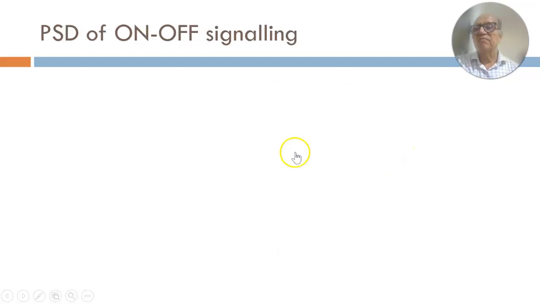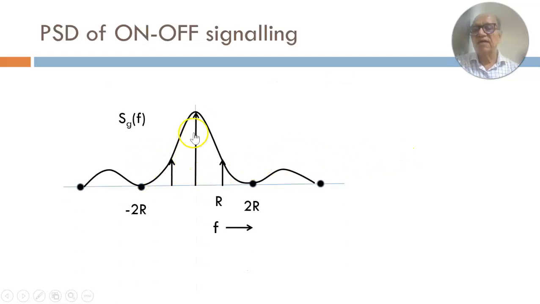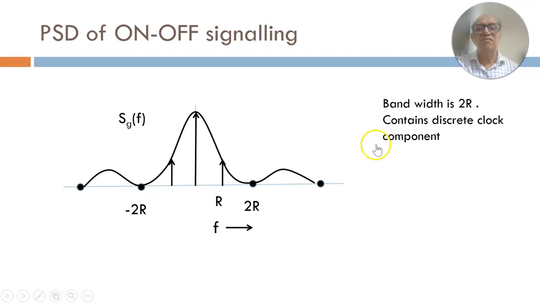So therefore the PSD of the on-off signaling will look something like this, similar to the polar signal. So bandwidth is still 2R, but now you have a discrete component at zero frequency, and you also have a discrete component at the clock rate, at the clock frequency, which can be extracted at the receiver by using a filter. All right. So as we said, even for on-off signaling, bandwidth is 2R, that is the first null, but now it contains a discrete clock component.